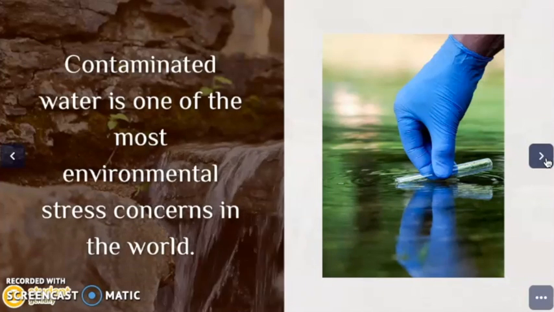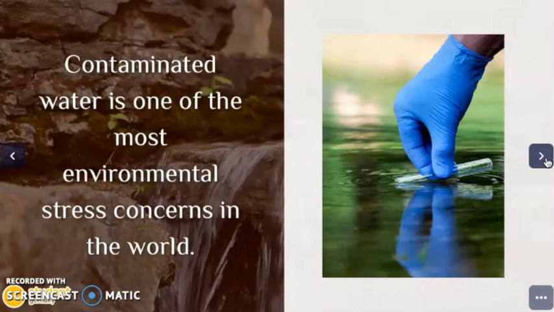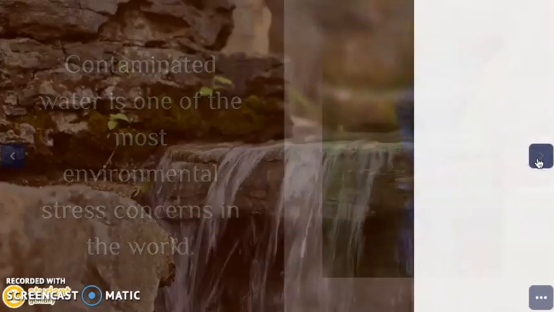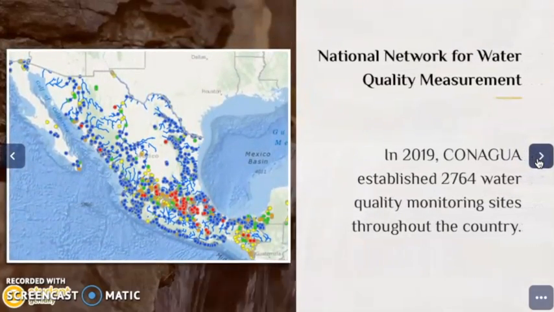Affordable, clean water has always been an issue of interest to the Mexican public, especially because some states have problems with the water quality and the effects that this drinking water has on the citizens. In 2019, CONAGUA established 2,764 water quality monitoring sites throughout the country.